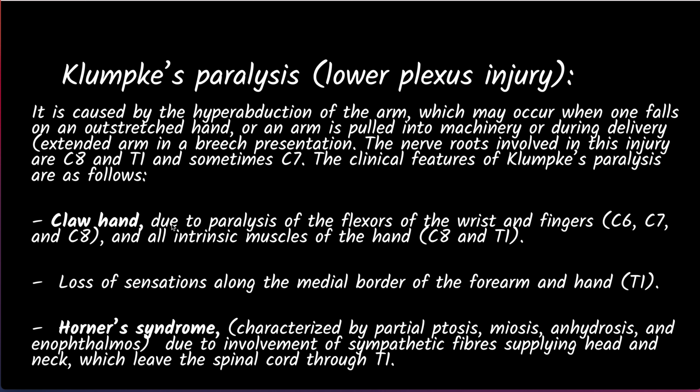And now this is the same, it has been explained here, the claw hand, and that is due to what? Paralysis of flexors of the wrist and fingers. So they are not working, and all the intrinsic muscles, they are not doing their job. And then loss of sensation, and then Horner syndrome, we have talked about it just now.